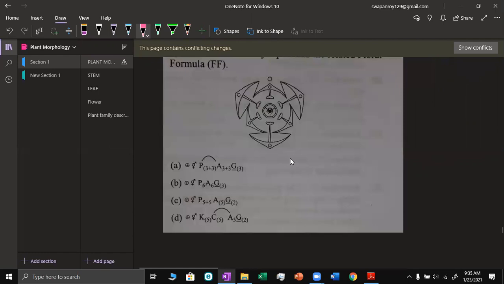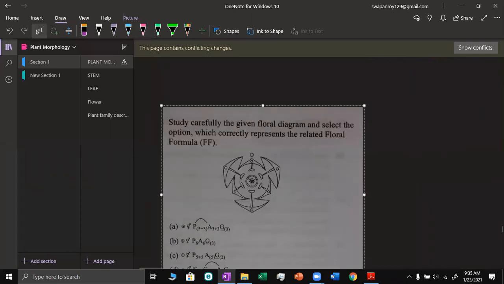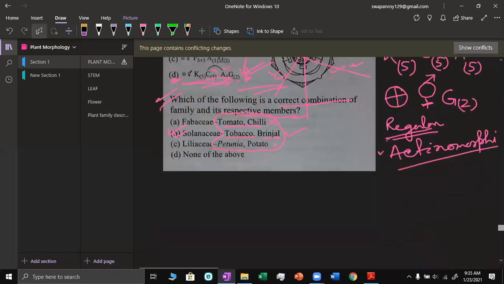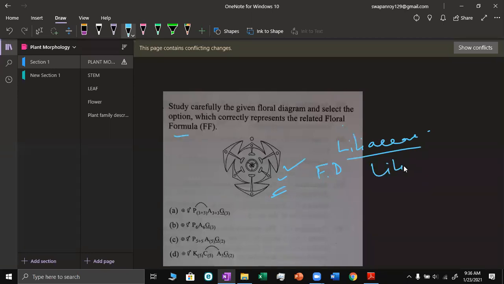Here is another question with the floral diagram. Same thing here. Study carefully the given floral diagram and select the option which correctly represents the related floral formula. Similar thing. This one, which family does this belong to? This is the floral diagram of, can you tell which family? Lily, sir. Yes, this one is family Liliaceae. It is also known as the lily family.